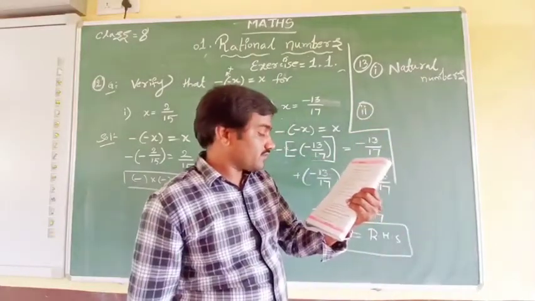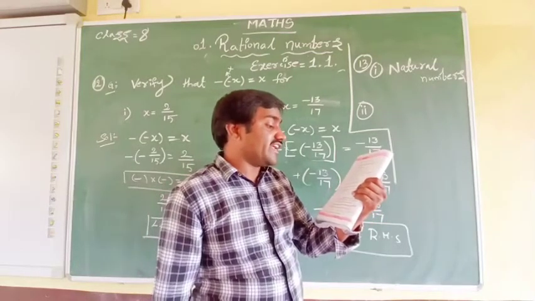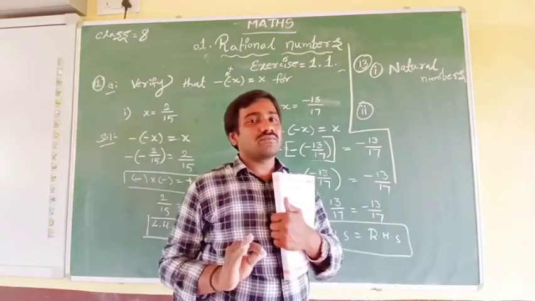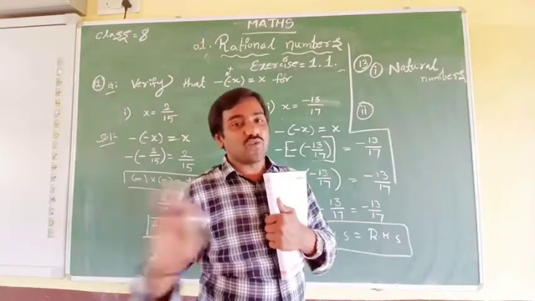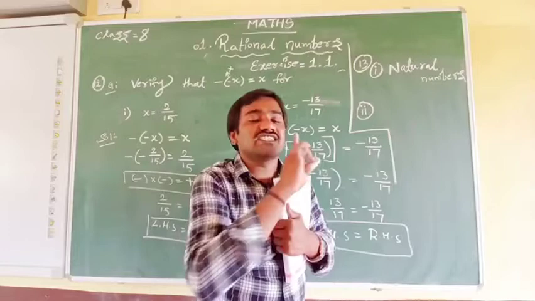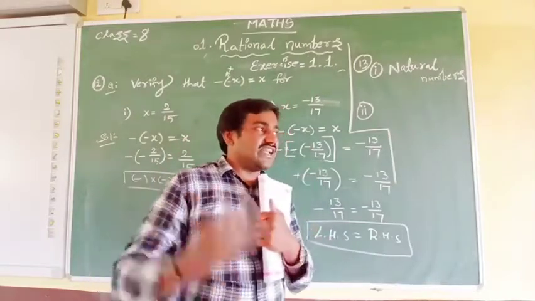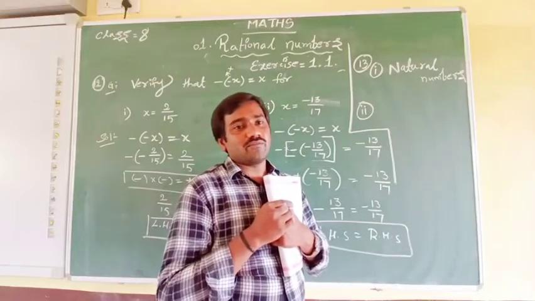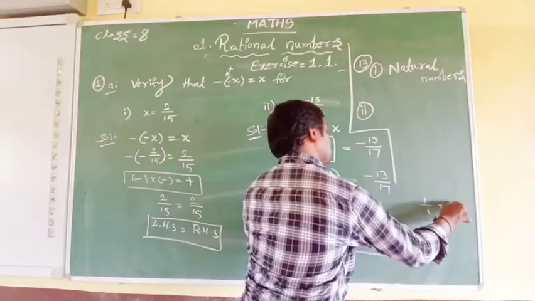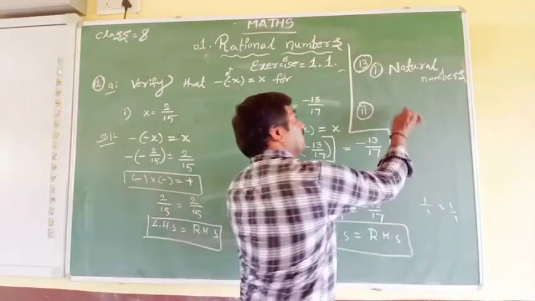Second question. The rational number that does not have any reciprocal. If you take any rational number, it has a reciprocal. But there is one rational number that doesn't contain any reciprocal. Can you tell me? Even 1 has a reciprocal, that is 1 by 1, which is 1 itself. A number can be its own reciprocal.